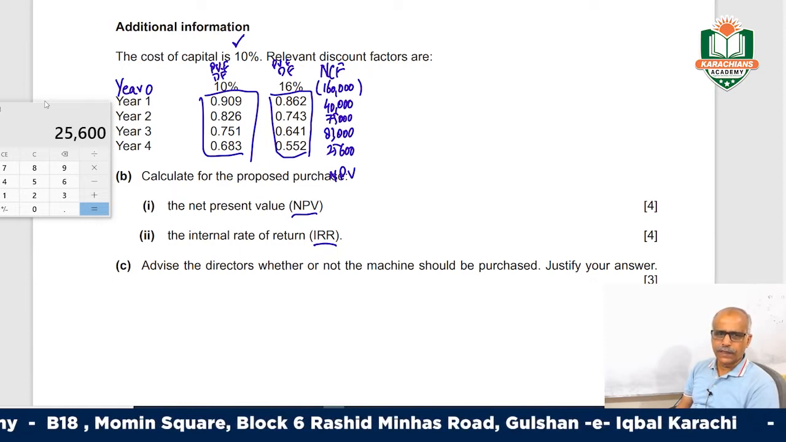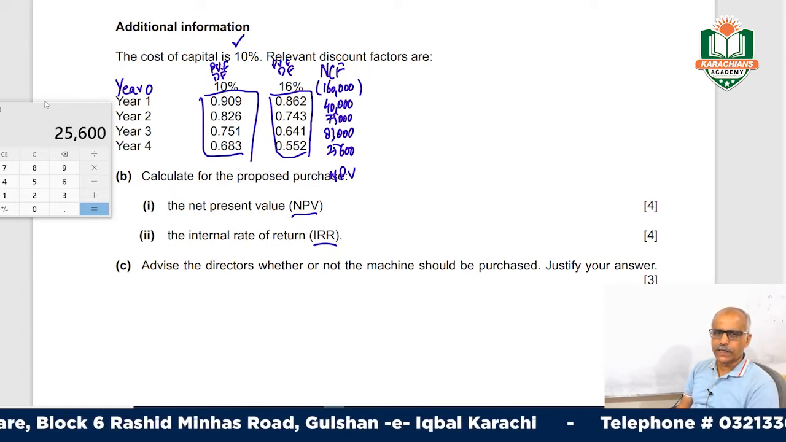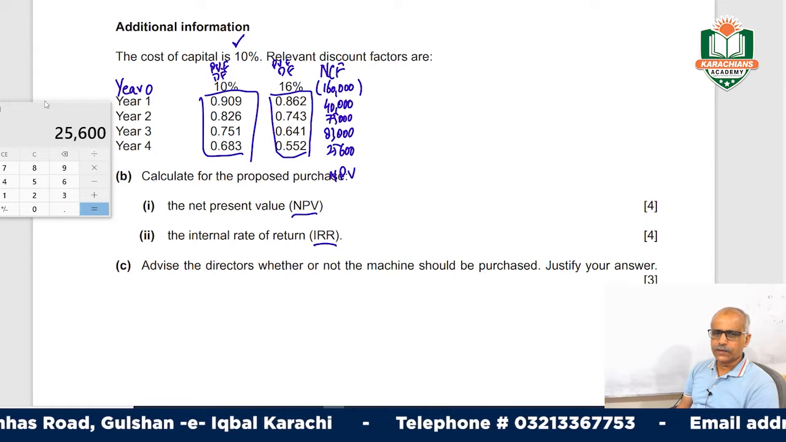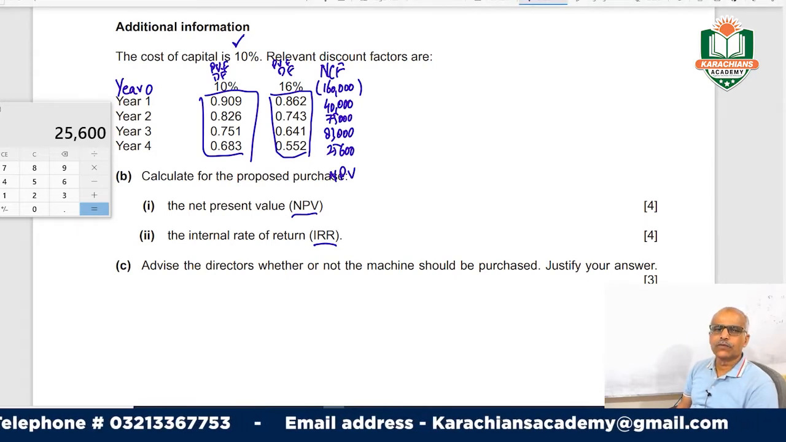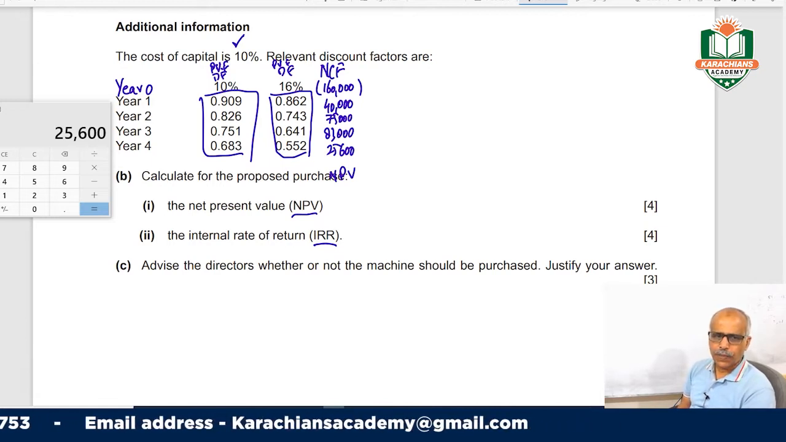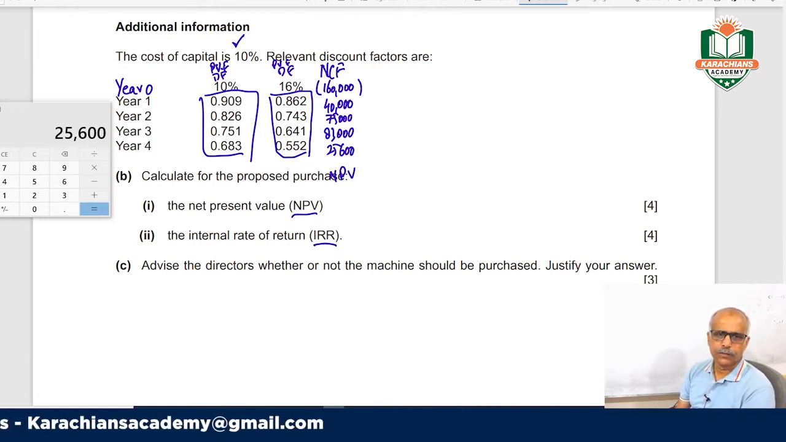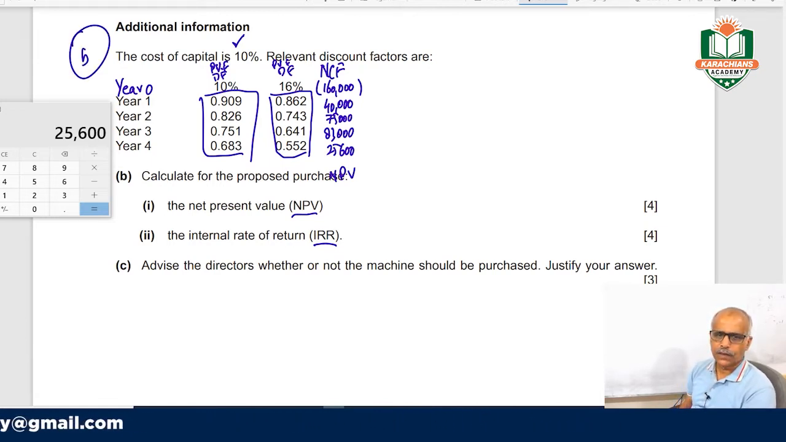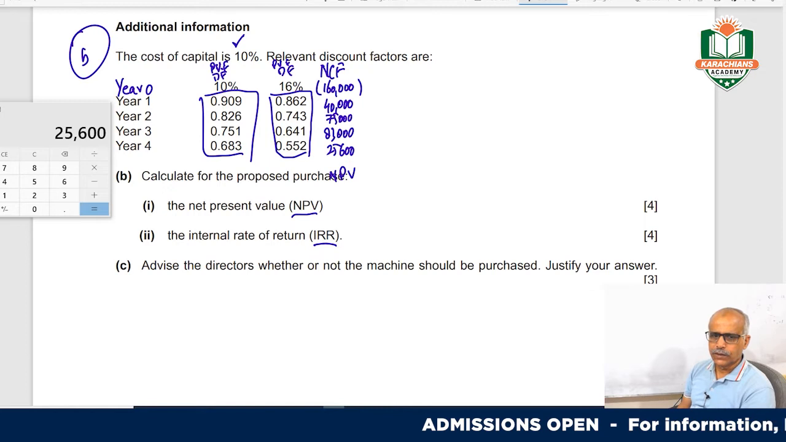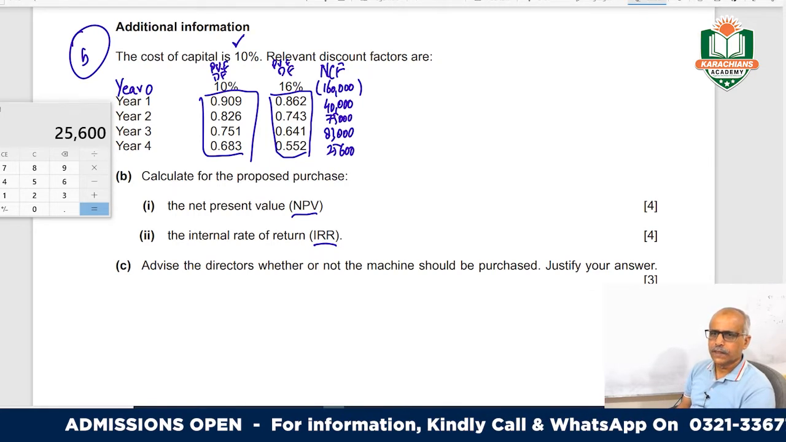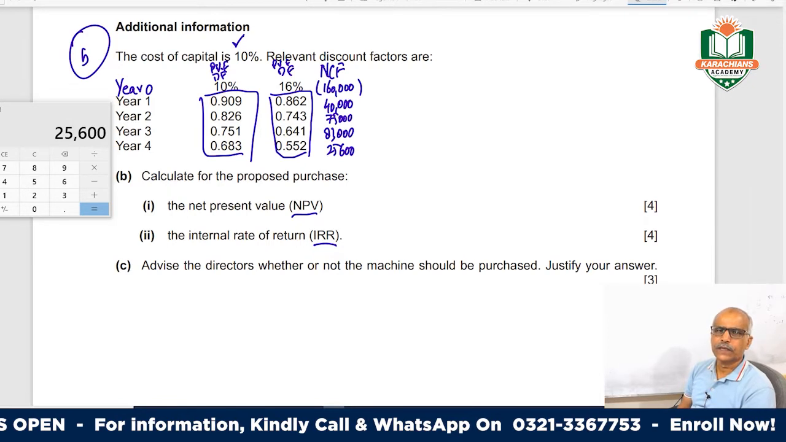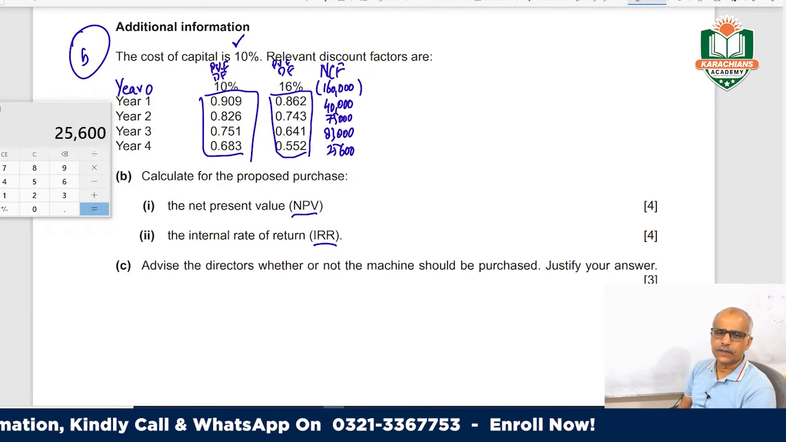So in A, we already have calculated net cash flows. 160 is your outflow, and 40,000 is our cash flow. We have worked in A. So now we are doing question number B. So this is B, right? So 40,000. These are your cash flows. So you have to calculate NPV on both the rates, 10% and 16%.